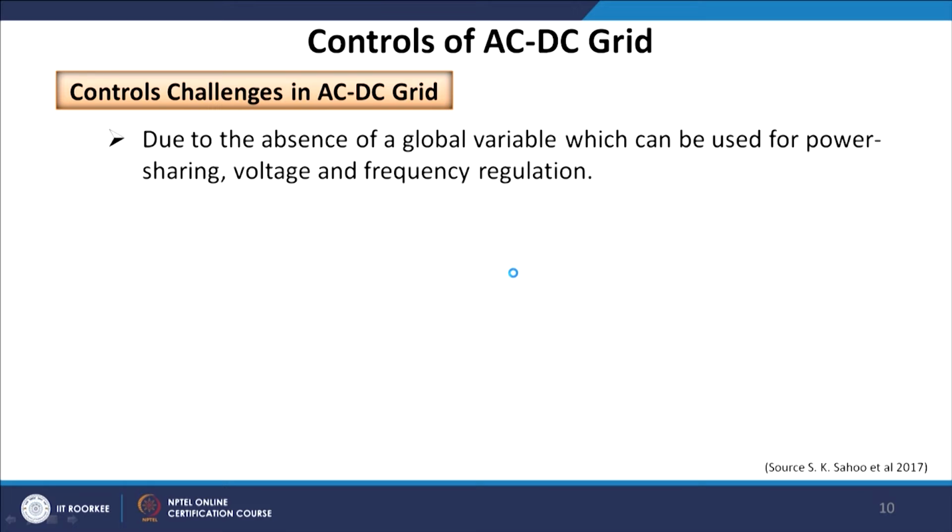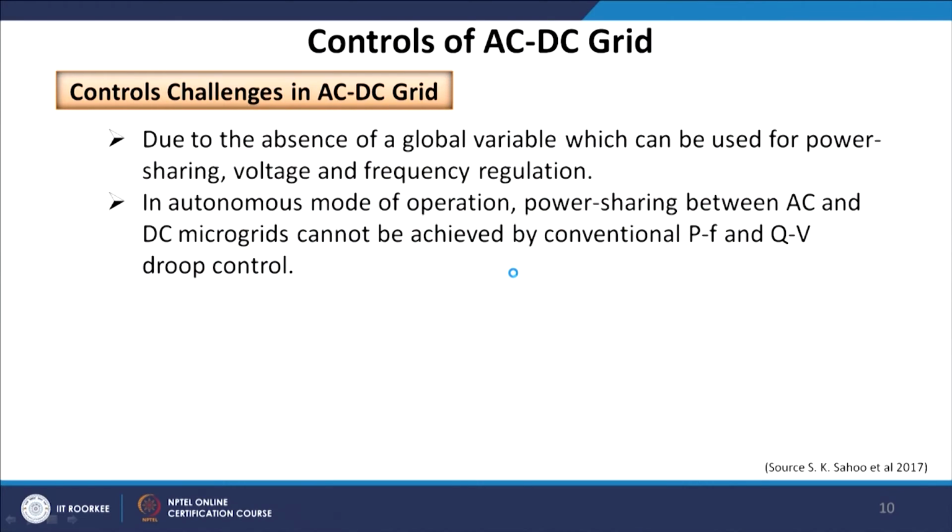Now, what are the challenges that we do see when we integrate both AC and DC smart grids together? We realize the benefit, now the challenges. Due to the absence of a global variable, because we do not have a common variable to take care of both DC and AC, which can be used for power sharing, voltage regulation or frequency regulation. In autonomous mode of operation, when it is islanded, power sharing between AC and DC microgrids cannot be achieved by conventional P-F or Q-V droop control characteristics.